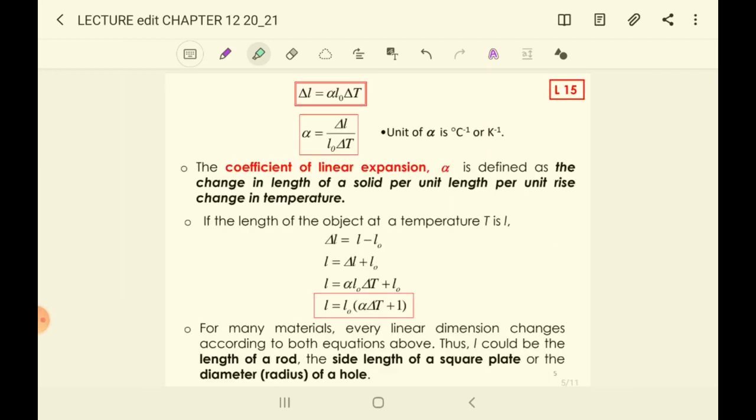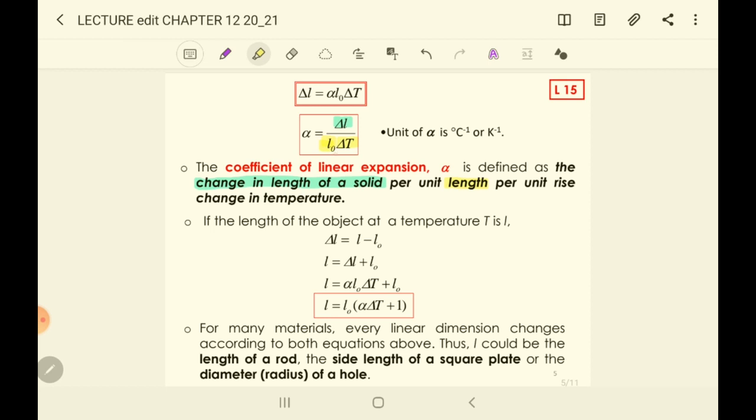Now let's rearrange the equation of delta L. When we rearrange the equation, you can see here alpha is equal to delta L over L0 delta T. So the coefficient of linear expansion can be defined as the change in length of a solid, delta L, per unit length L0, per unit rise in temperature delta T.